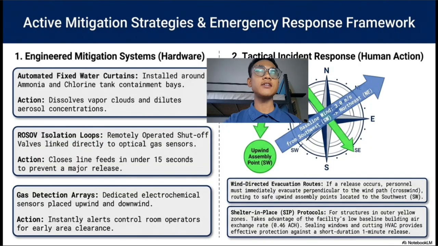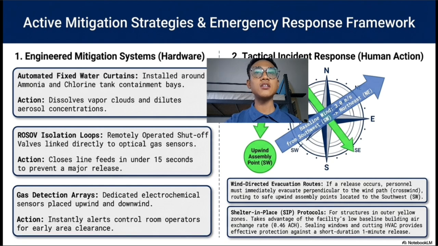For the active mitigation strategy and emergency response framework, the first one is engineering, which is the engineered mitigation system, which is first, automated feed water curtains installed around ammonia and chlorine tank containment base, and the action is to dissolve vapor clouds and dilute aerosol concentration. Then remotely operated shut-off valves link directly to optical gas sensors, and the action is to close line feeds in under 50 seconds to prevent a major release.